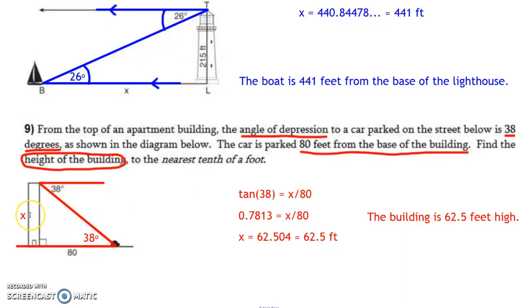We use tangent a lot in these real world problems where we don't really know the distance from the bottom to the top diagonally, but we can figure out one of the 2 orthogonal distances, either the horizontal or the vertical distances. So you should figure out that the building is 62.5 feet high. This is a little bit of foreshadowing because the project for unit number 8 is going to be involving finding the height of a building.